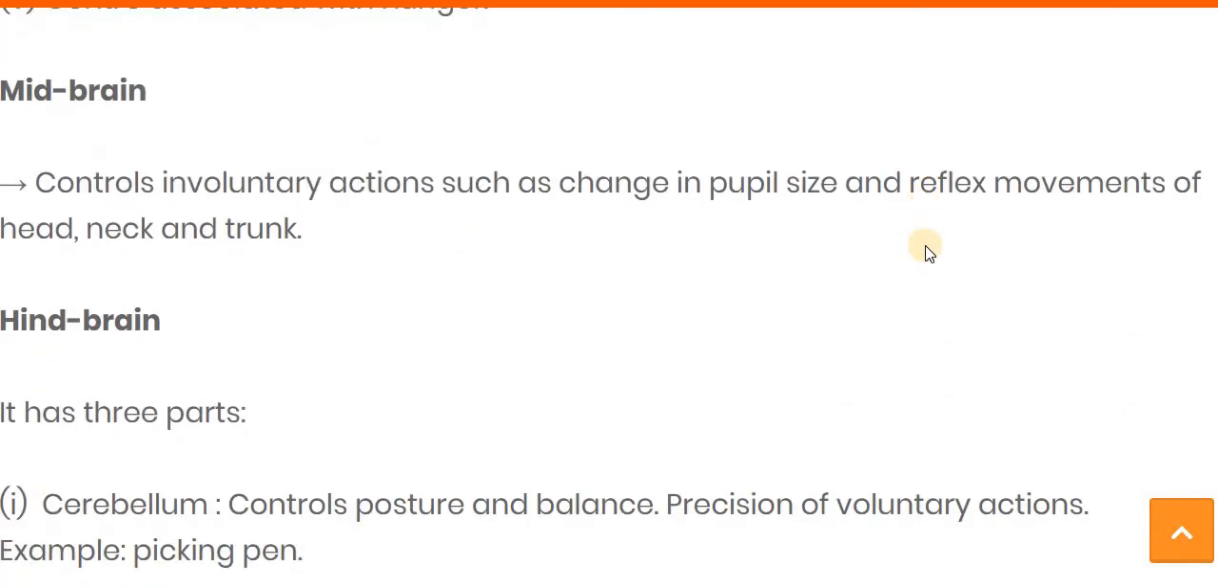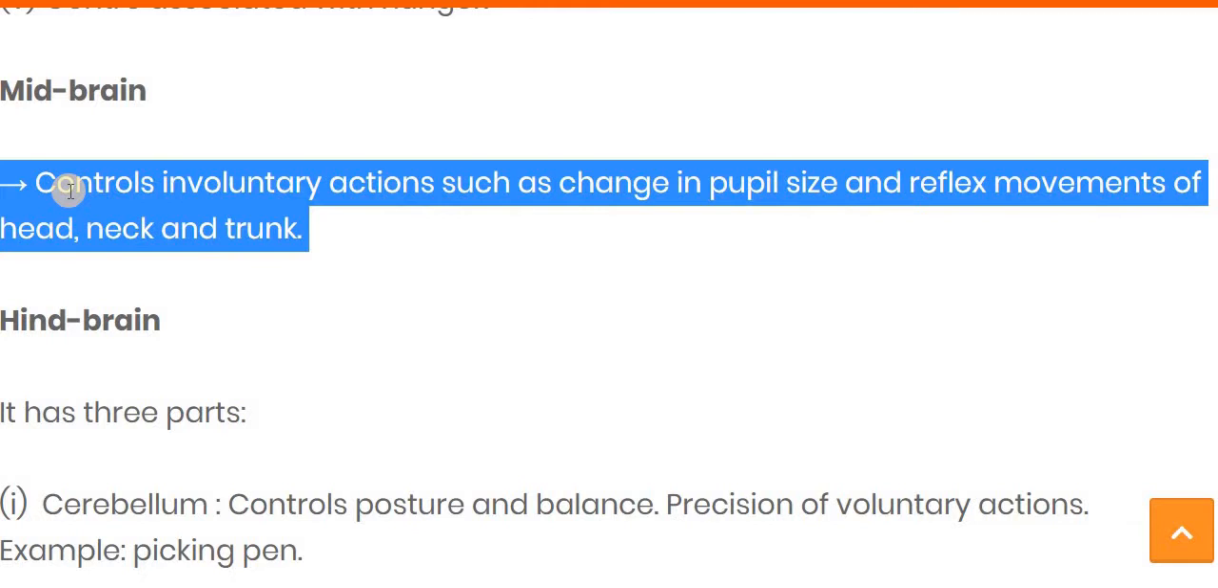Now let's talk about the midbrain. The midbrain is the middle portion of the brain which connects the forebrain and hindbrain. The main function of the midbrain is to control involuntary action. Involuntary action is not under our control. We cannot do it voluntarily, so that comes under involuntary action, such as change in pupil size, and reflex movement of the head, neck and trunk. So that comes under the midbrain.